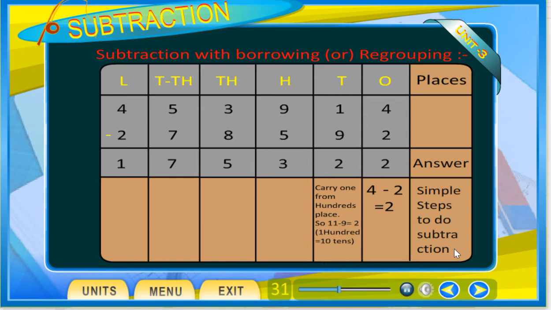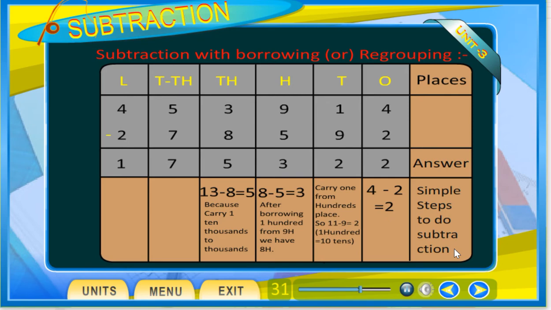100 equals 10 tens. 8 minus 5 equals 3. After borrowing 100 from 900, we have 800. 13 minus 8 equals 5, because we borrow 1 ten-thousand to the thousands. Borrow 1 lakh from the left-side column to the ten-thousands. 14 minus 7 equals 7. 3 minus 2 equals 1. After borrowing 1 lakh from 4 lakhs, we have 3 lakhs.